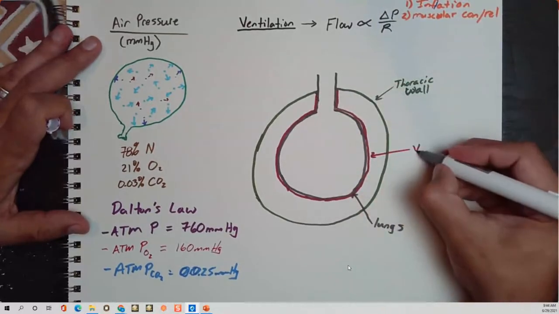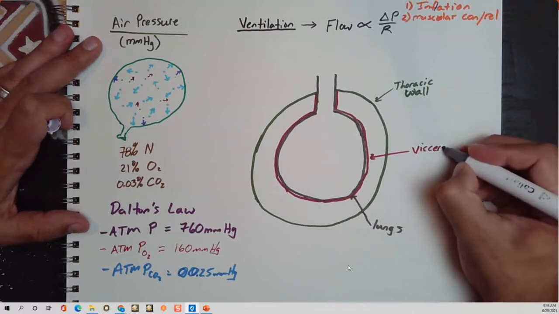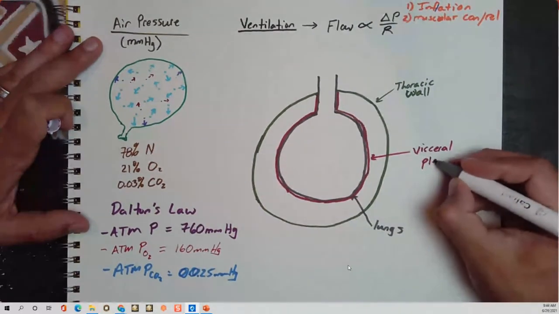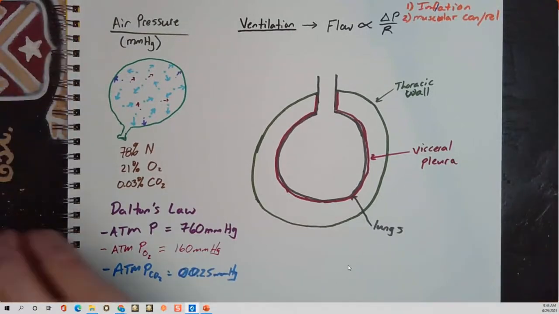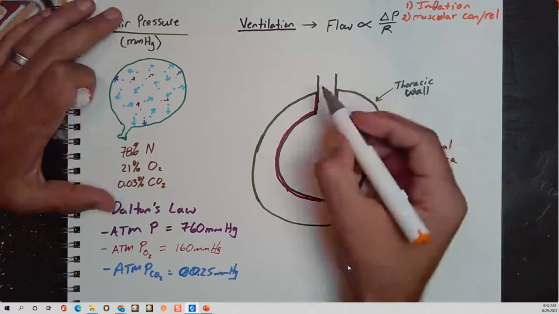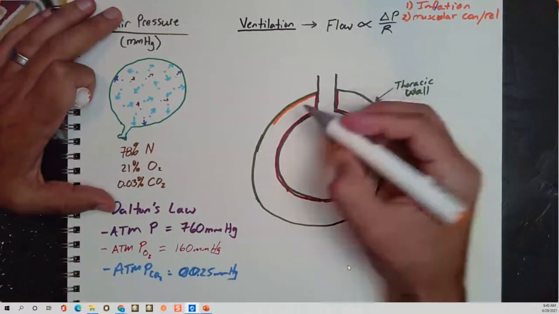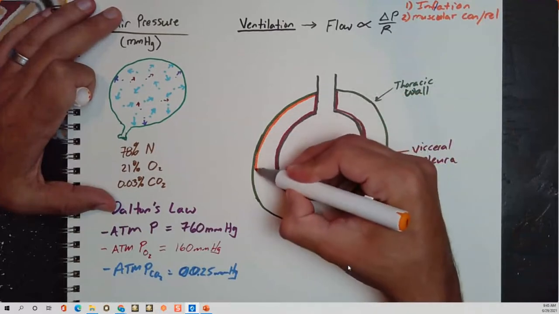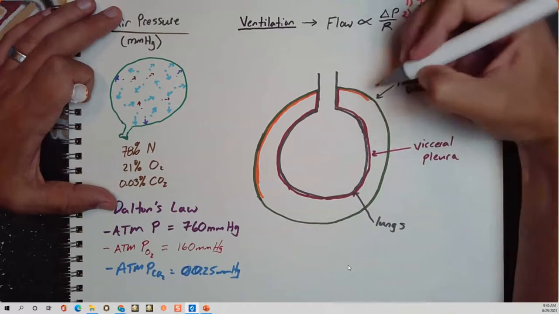This is visceral. And since we're dealing with the lungs, we're talking about pleura. This is the visceral pleura. Now, there's also a section of this that is now going to be bound to that thoracic cavity wall.